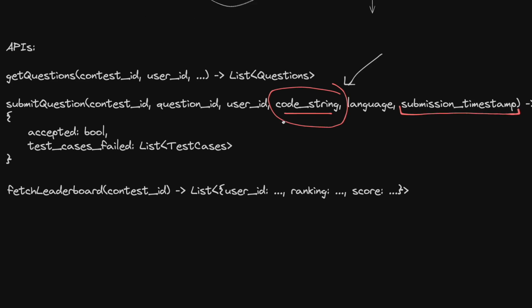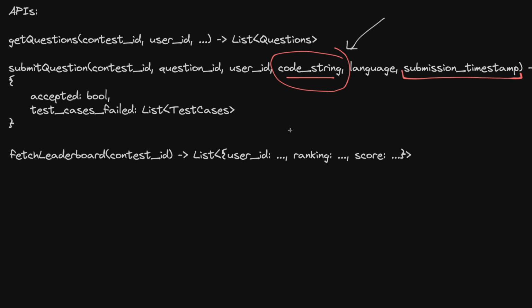So these are the basic APIs. I'm sure there's more you could have here. If you want to view historical leaderboards, we could have that as well. But these are just the basic ones that you'll want here.